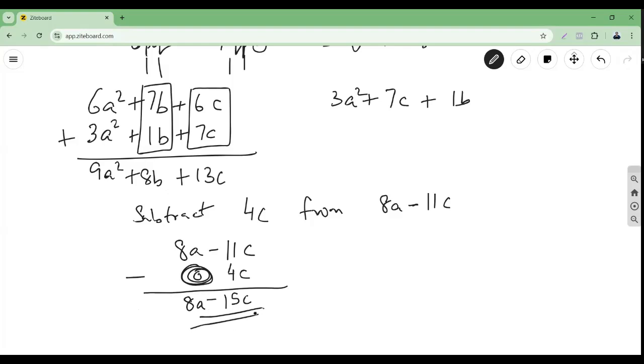I hope you're understanding how the addition and subtraction of like terms are happening. Okay, I'll talk about multiplication and division of algebraic terms in the upcoming video.